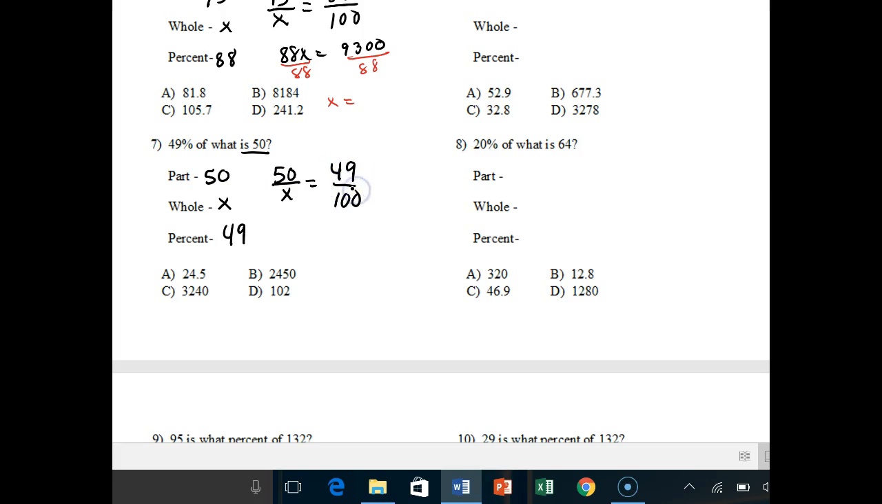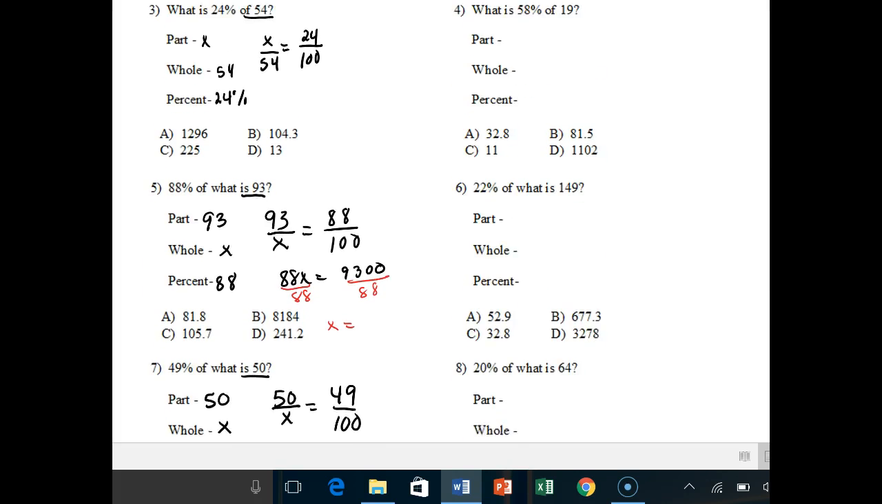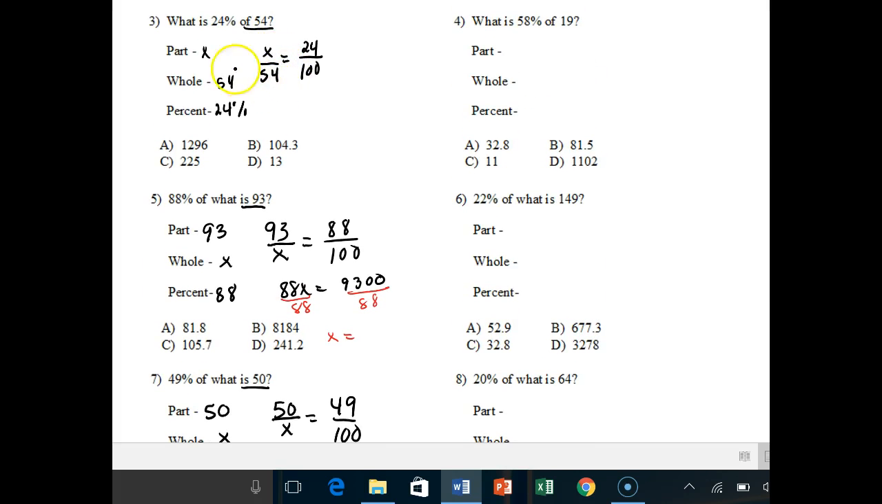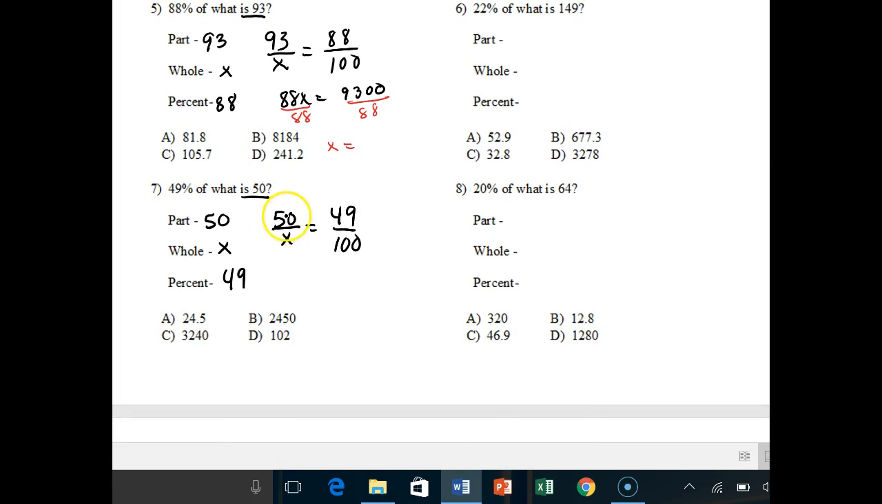Notice the difference between these again, guys. So here we had x over 54, right? Because we didn't know our part, and the part always stays on top out of the whole, right? Here, we do know our part, we just don't know our whole. This is like saying, hey, I got a 49% on my test and I got 50 questions right. How many questions were on that test? That's what we can be solving for right now. So again, cross multiply, you'll end up dividing by 49.